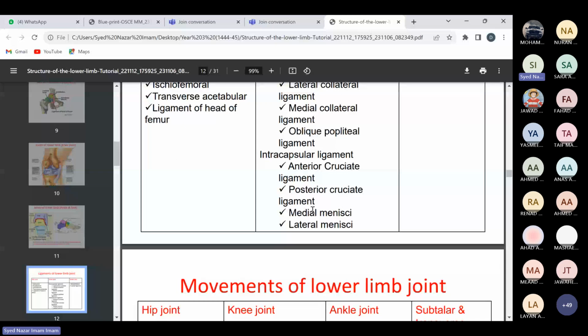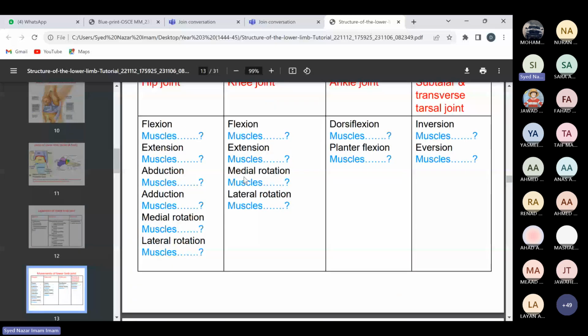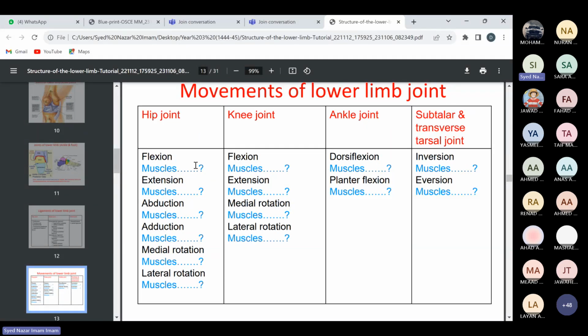Now, what are the movements here? This slide is very important and you have to fill this slide, please. Now, what are the movements at the lower limb joints? You have to know the movements. You have to know the muscles which are responsible for producing these movements. And in the skill part, you have to know how to perform this.